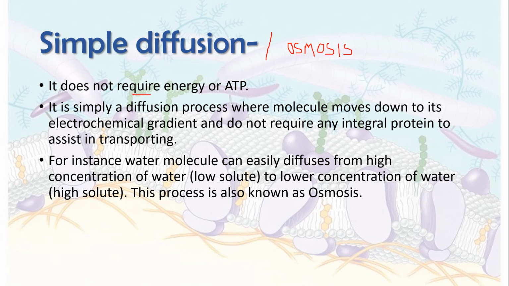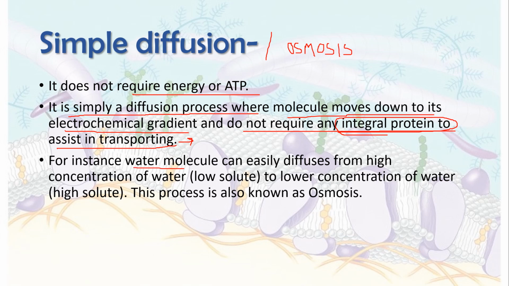It does not require energy or ATP. It is simply a diffusion process where molecules move down their electrochemical gradient and do not require any integral proteins to assist in transporting, whereas in facilitated diffusion there is a requirement of an integral protein to cross the molecule across the cell membrane.